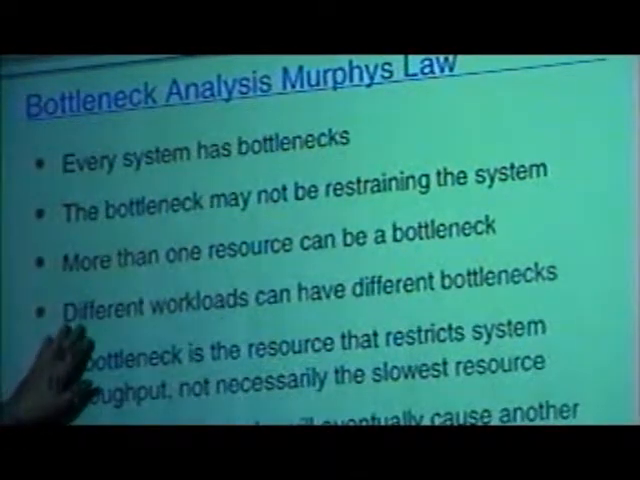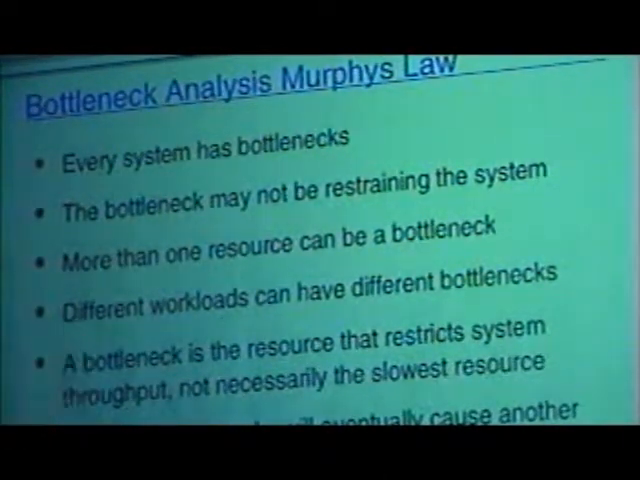Different workloads have different bottlenecks. VI is not CPU starved. So when Warren's looking at load levels, that's telling me about my CPU load level, but VI does not need CPU time.